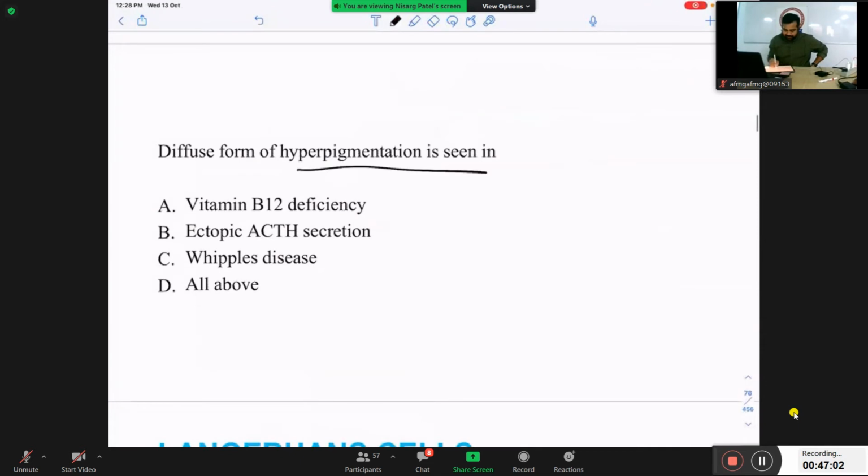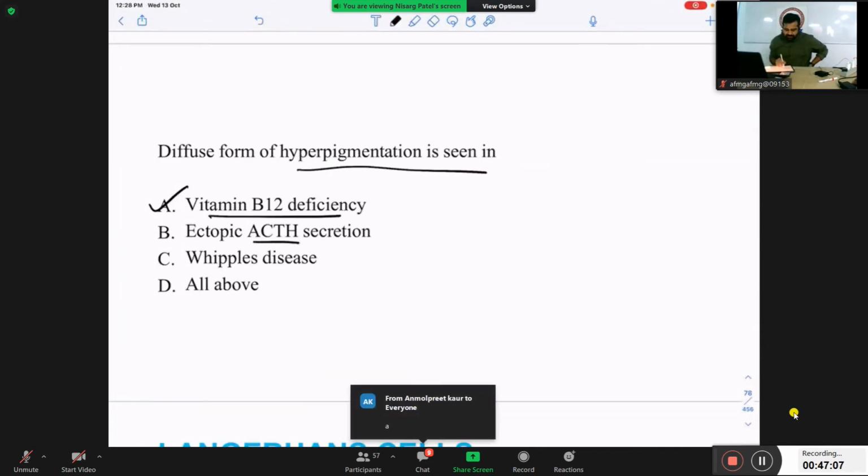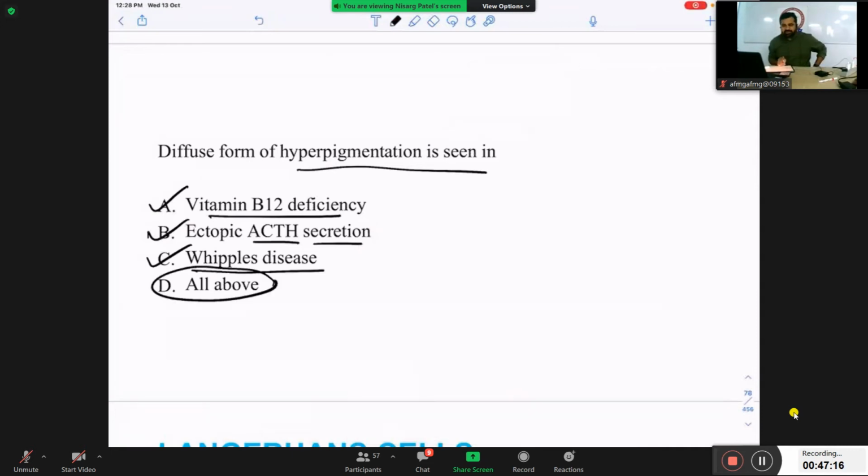Diffuse form of hyperpigmentation. It causes vitamin B12 deficiency, ACTH secretion already told, right? And Whipple's disease can also cause diffuse hyperpigmentation. So all of the above. There are many diseases in dermatology which cause hyperpigmentation.